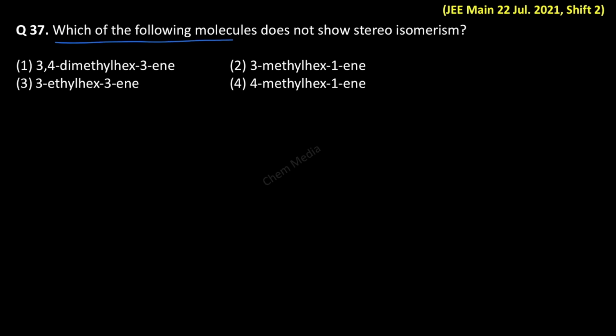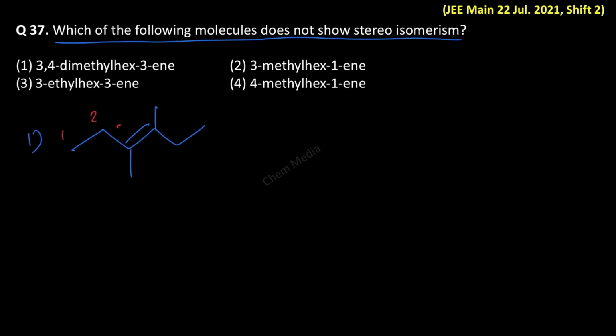Which of the following molecules does not show stereoisomerism? We have 4 different IUPAC names. Let's first convert them into structures. In number 1, we have 3,4-dimethylhex-3-ene. That would be 1, 2, 3, 4, 5, 6, and then we have a double bond at 3 position, and then 1 methyl group at 3 position, 1 methyl group at 4th position.